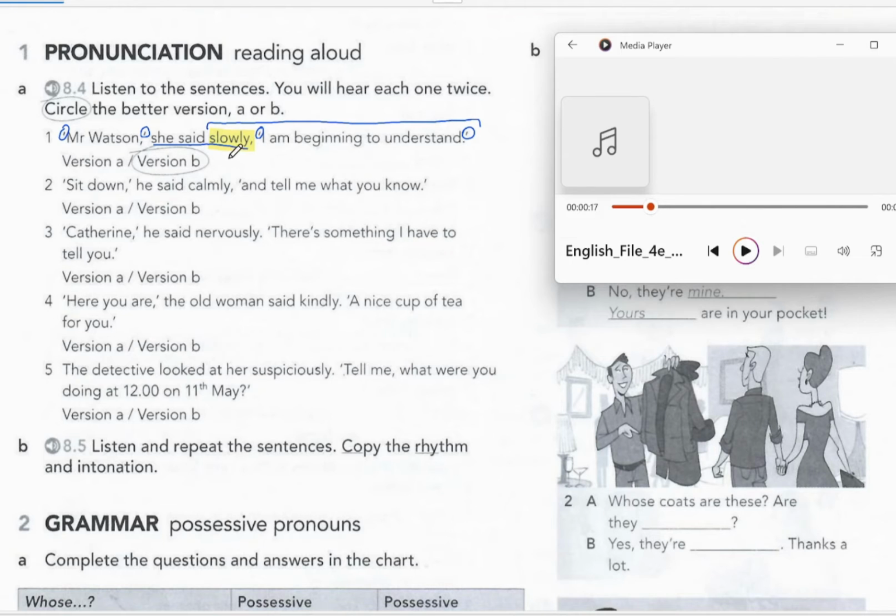You see, "slowly I'm beginning to understand." But here "slowly" is not part of the direct speech. So after "she said slowly" we have to stop, and then "I'm beginning to understand." When you listen to B, it's much different.